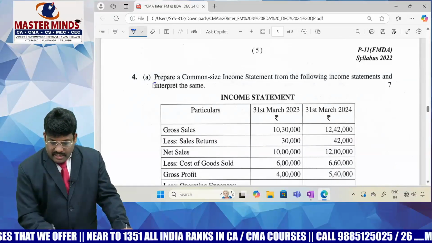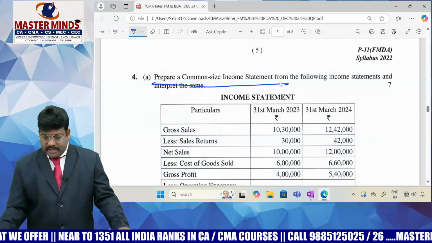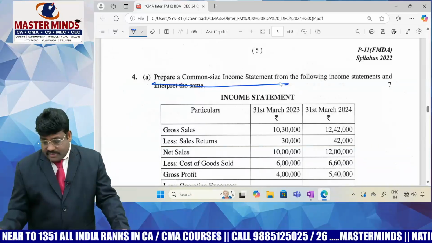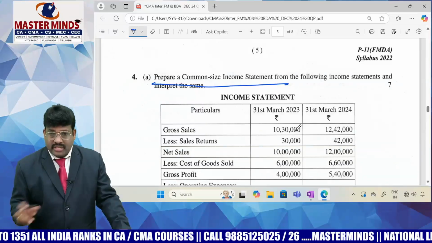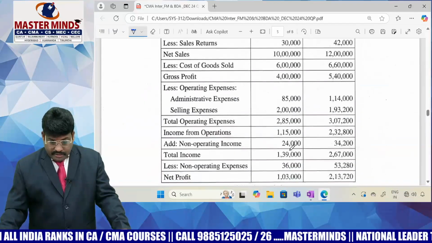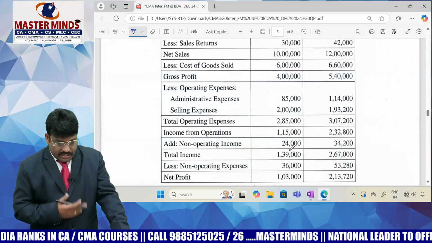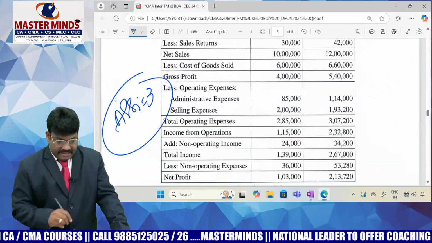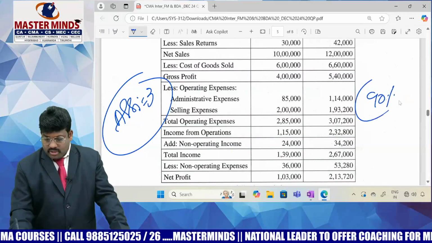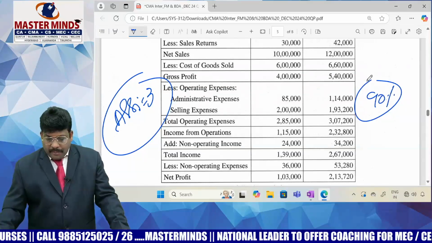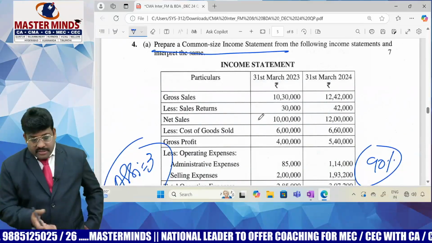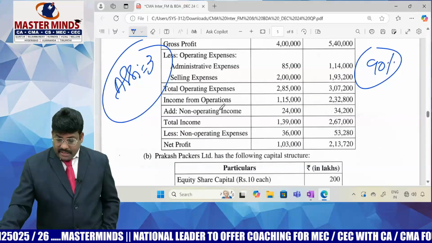The question is asked from comparative income statement. You know that comparative income statement, common size statement, right? That is the question. This question is extracted from the chapter, right? This question is already covered in the mastermind material. Assignment number 3 would be the 90%. This question is very simple. You know that common size statement, by taking one standard base, we used to calculate this. Yeah, this model is also covered in our MM material.